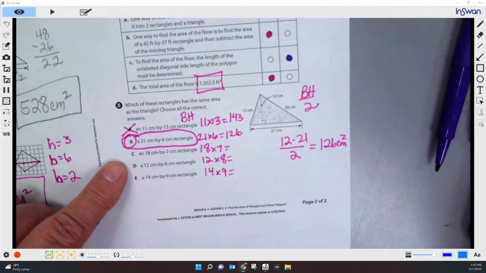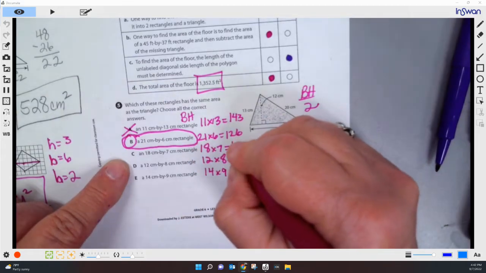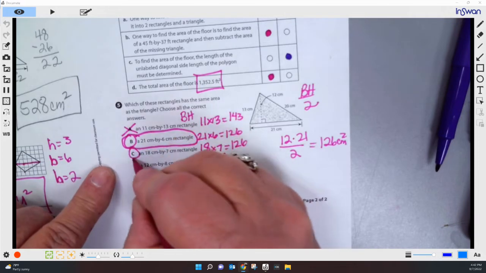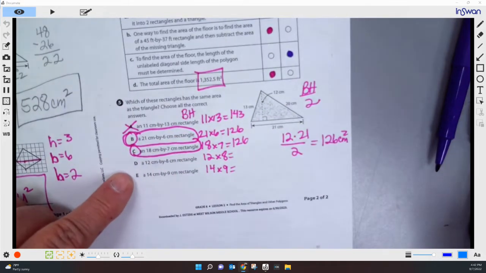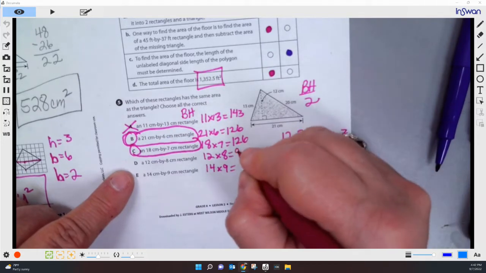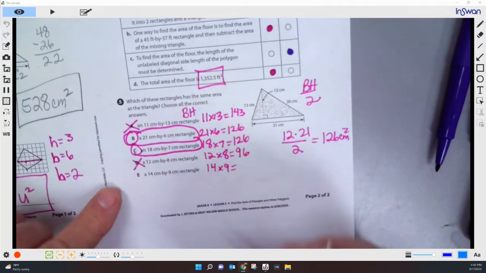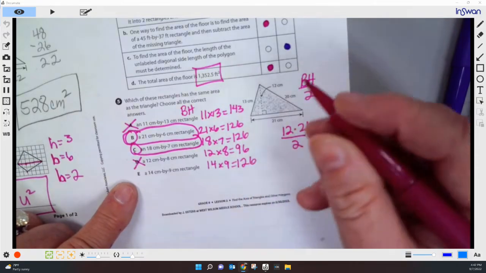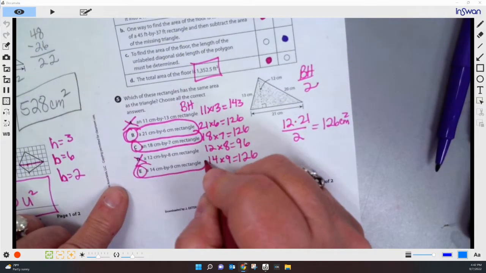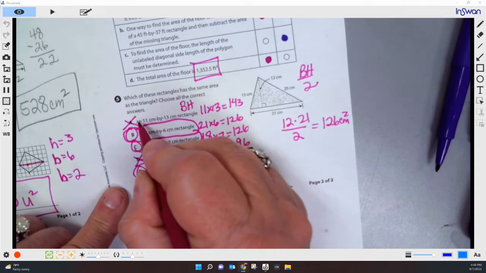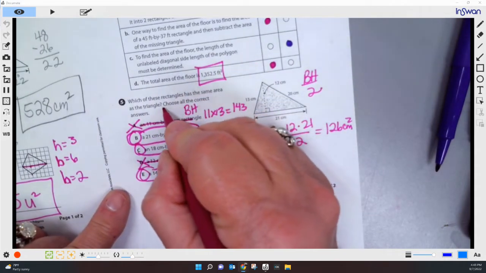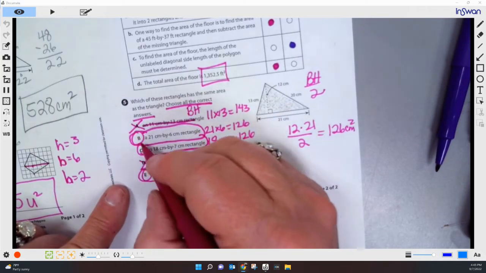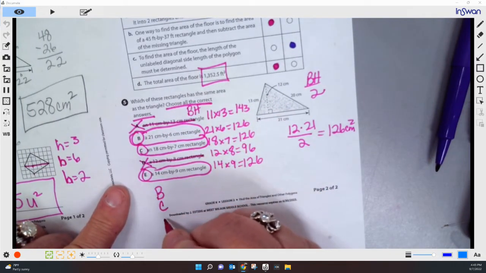C, 18 times 7 is 126. So that is a yes. D is 12 times 8. I know 12 times 8 is 96. So that's definitely not going to be it. And then we have E, which is 14 times 9, and that is 126 as well. So that one is a yes also. So D and A are not ones that fit. So it says choose all the correct answers. The correct answers are B, C, and E.